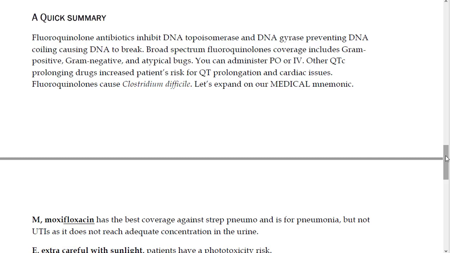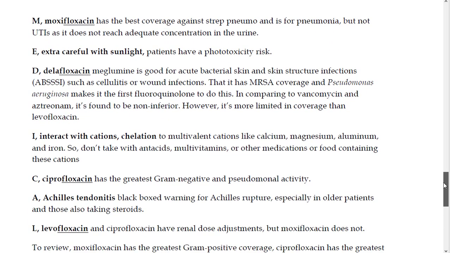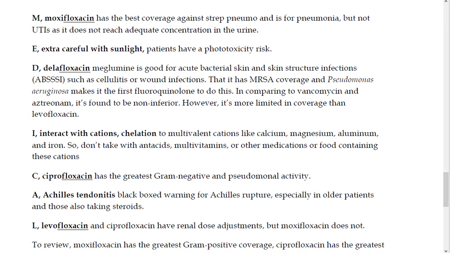M, moxifloxacin, has the best coverage against strep pneumo and is for pneumonia, but not UTIs, as it does not reach adequate concentrations in the urine. E, extra careful with sunlight. Patients have a phototoxicity risk. D, delafloxacin meglumine, is good for acute bacterial skin and skin structure infections, ABSSSI, such as cellulitis or wound infections.